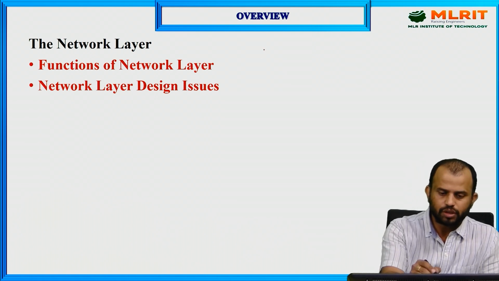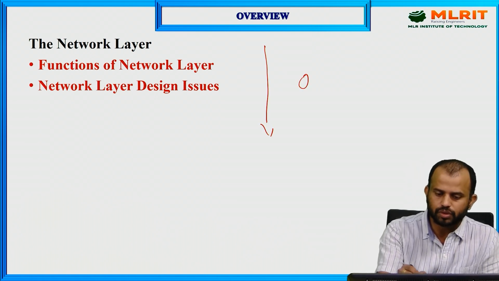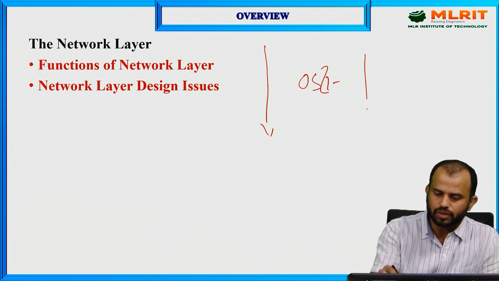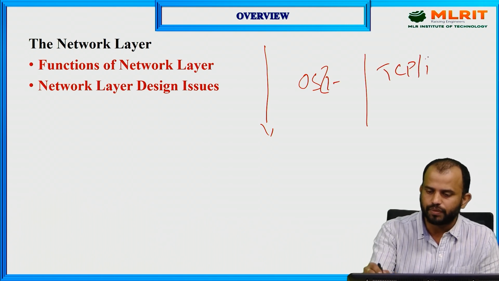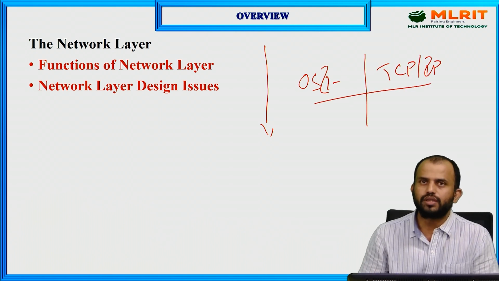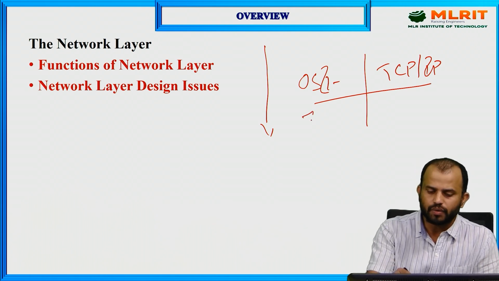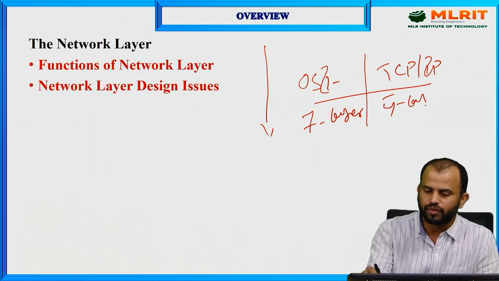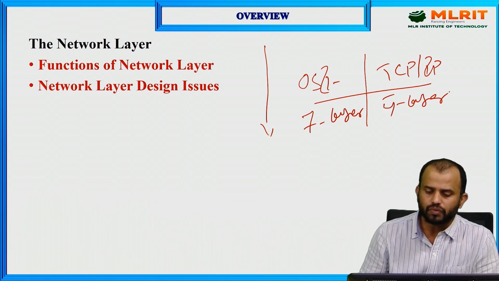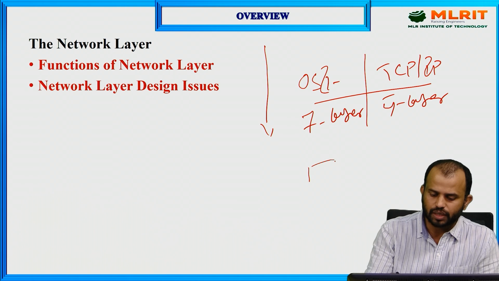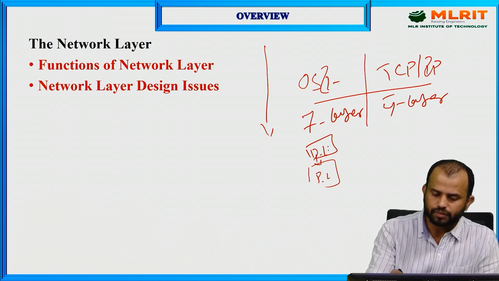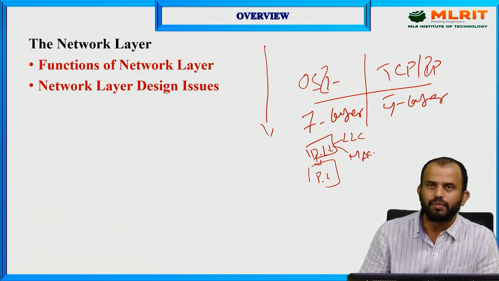In the previous sessions, we discussed the OSI reference model as well as the TCP/IP reference model. In the OSI reference model there are 7 different layers, and in the TCP/IP model there are 4 to 5 different layers. The first layer is the physical layer and the second layer is the data link layer, which comprises the logical link layer as well as the medium access control layer.